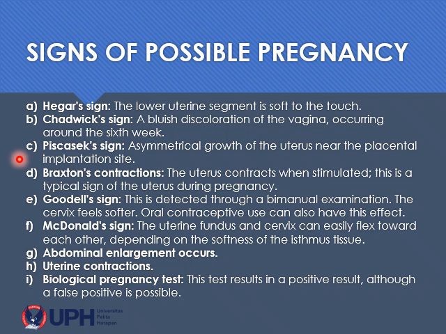Next is that the abdomen of the woman might seem enlarged, and also there will be a few uterine contractions, and also the normal test that we do to reveal if it's pregnancy is the biological pregnancy test. So if the test is positive, even though it could be a false positive, it's also possible that the woman is pregnant.